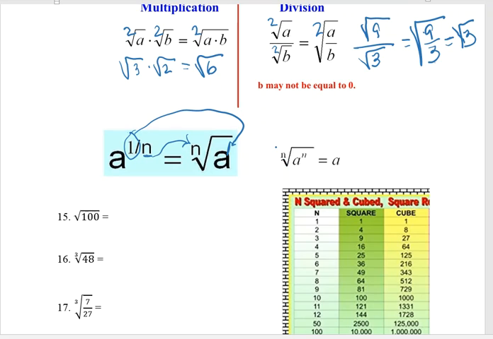Last rule that we're going to talk about in this section is when I have an index the same as the power in the radicand. These are inverses of each other, and so what they do is they cancel each other out and leave us with whatever is left here. This is an a, so it's an a to the first. If it was a 2, it would be 2 to the first, and so on.